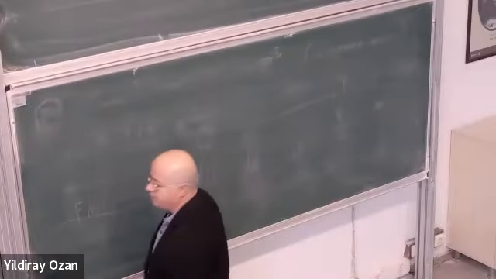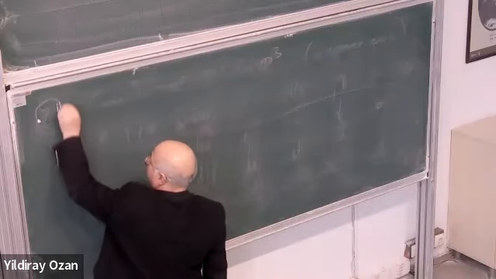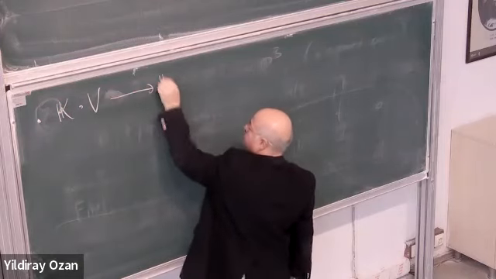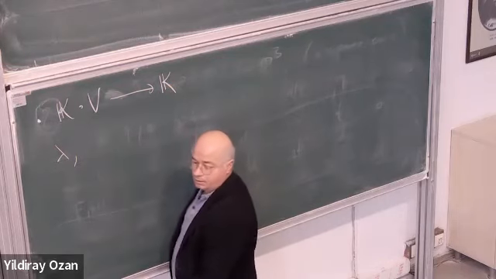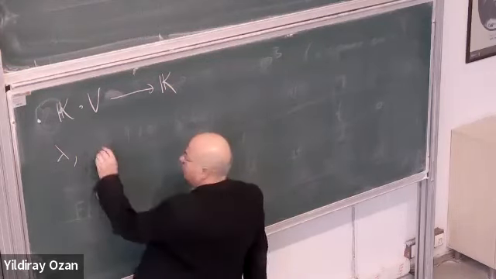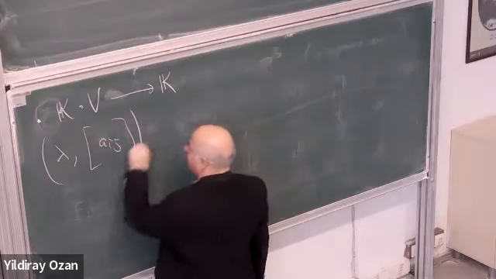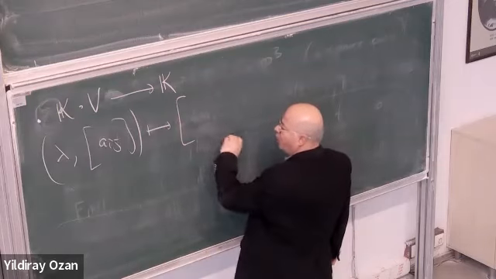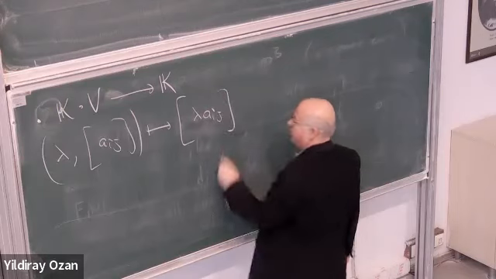And what is the scalar multiplication? Scalar multiplication is defined this way. If you take any lambda and a matrix Aij, you just send this to the matrix whose ij entry is just lambda times Aij.